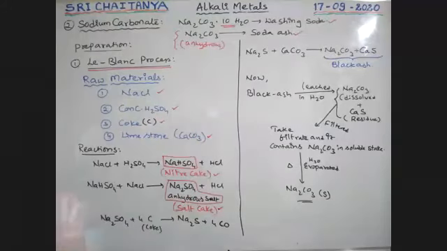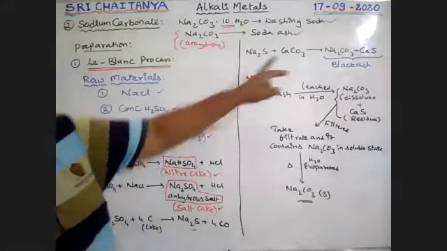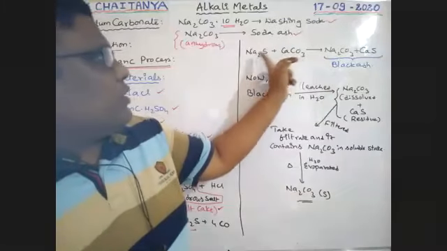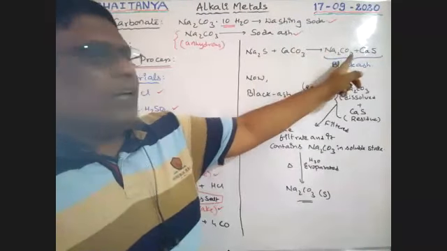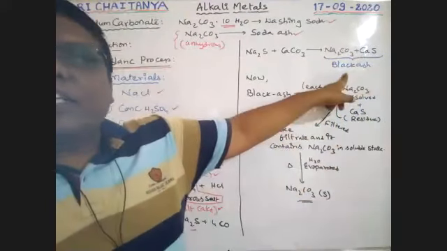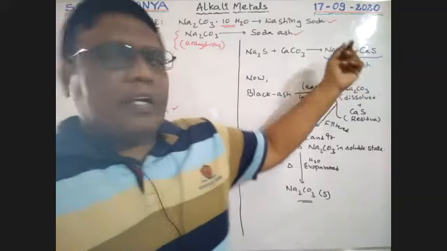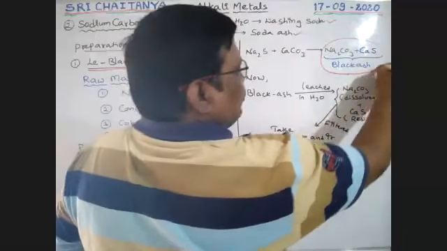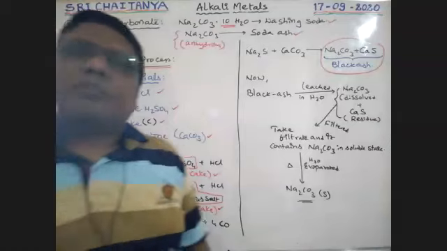This formed Na2SO4 reacts with coke. That gives Na2S plus 4CO. This formed Na2S, sodium sulfide, reacts with limestone. Ion exchange takes place here. The sodium converts into sodium carbonate, and calcium converts into calcium sulfide, because sodium with carbonate is stable, and calcium with sulfur is stable. Therefore, that mixture, Na2CO3 plus CaS, is very, very important, which is called black ash.